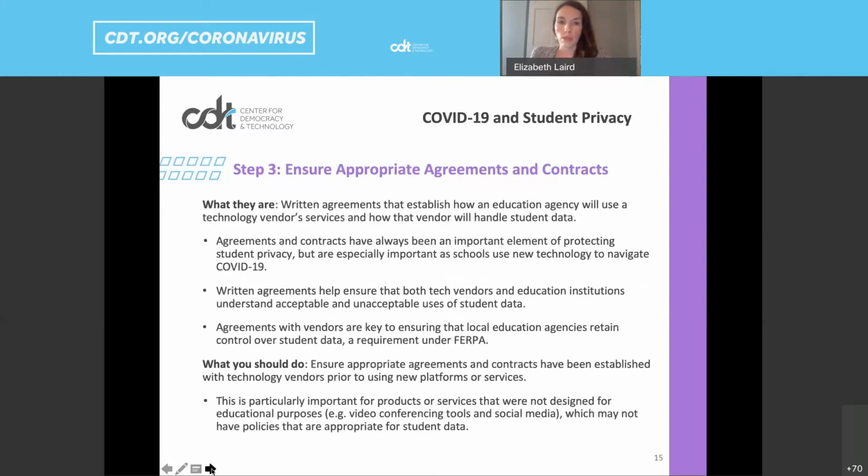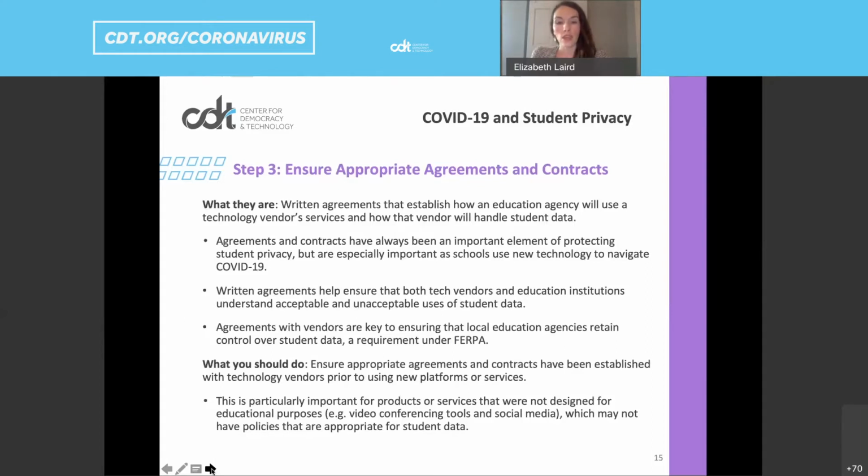This third step is about ensuring appropriate agreements and contracts, which I guess for the lawyers on the call maybe seem obvious and really helpful. I think if you have a background as an educator, they seem less intuitive, but they are really important. They've always been important before the pandemic, and they're even more important now as a way to document and agree on what the expectations are related to how data and technology will be used and how any third party that has access to personally identifiable information will keep that information safe.